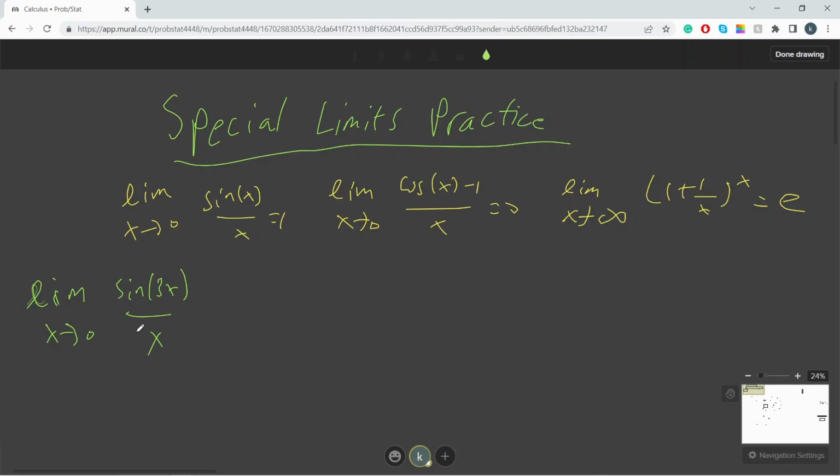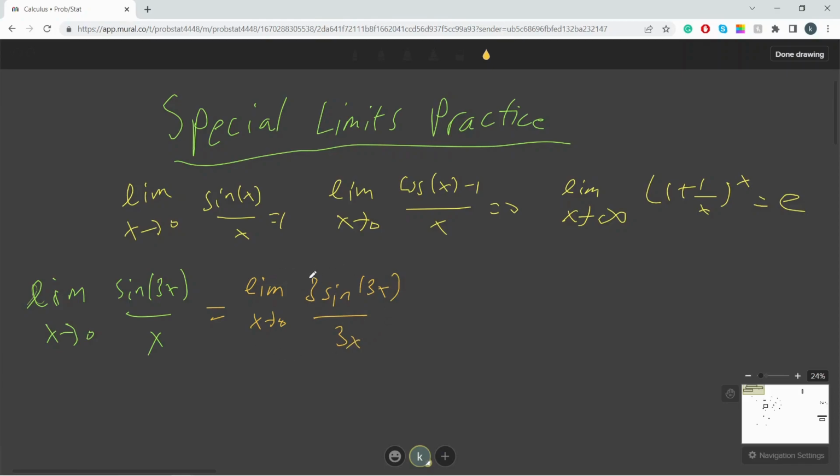And to that, I say kudos to you for recognizing that, and that's exactly the approach we're going to take in this problem. We have to somehow make a 3x appear in the denominator for this limit to be solved. But we don't want to change the value. So we can make a 3x appear in the denominator, but then we have to also multiply the numerator by 3 so that we don't change the value. So this limit is simply equal to the limit as x approaches 0 of 3 sine 3x over 3x.